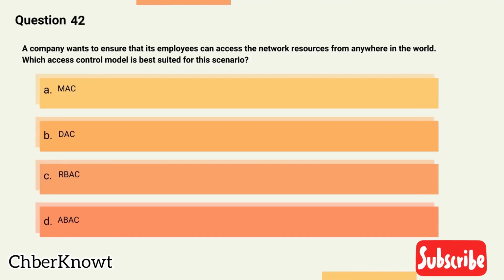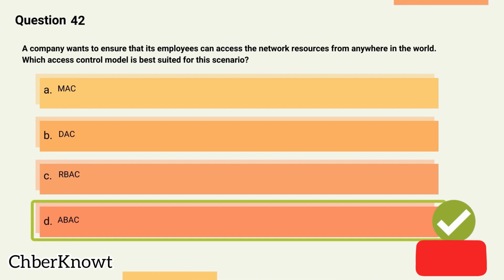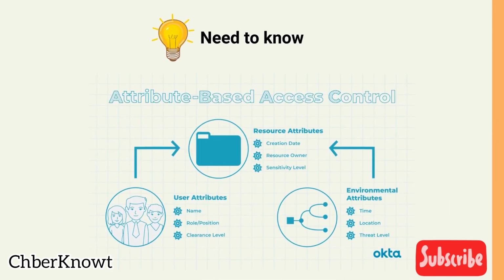Question 42. A company wants to ensure that its employees can access the network resources from anywhere in the world. Which access control model is best suited for this scenario? Option A. MAC. Option B. DAC. Option C. RBAC. Option D. ABAC. The correct answer is option D. ABAC. Explanation. Attribute-based access control, ABAC, is best suited for this scenario. ABAC uses attributes such as user identity, location, and device type to determine access to network resources.